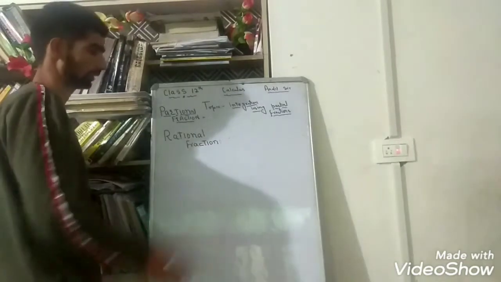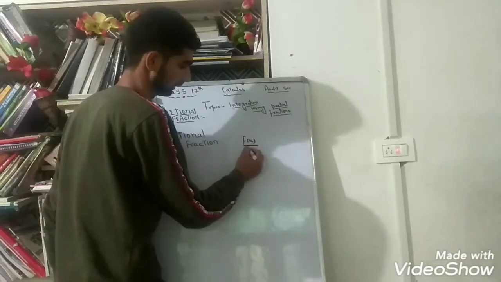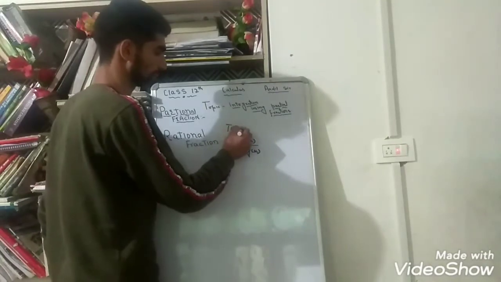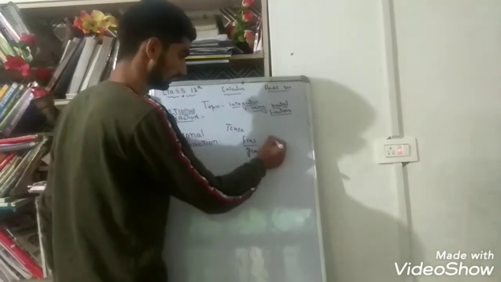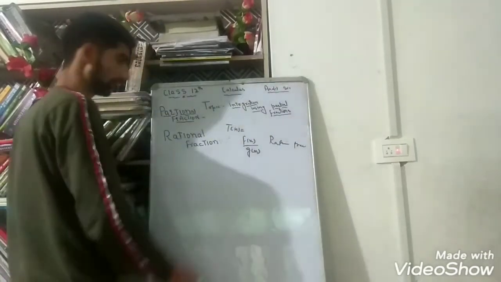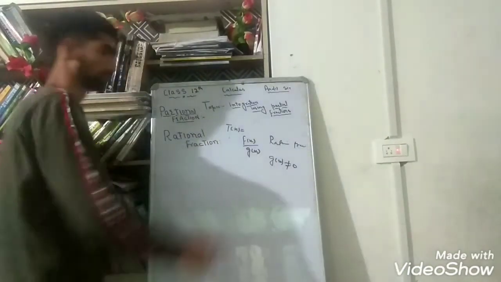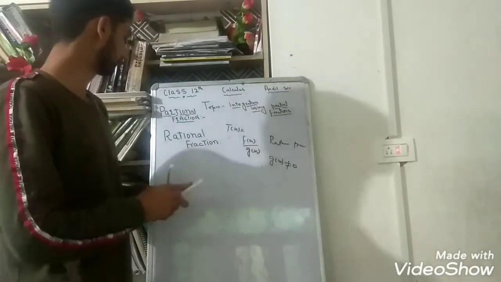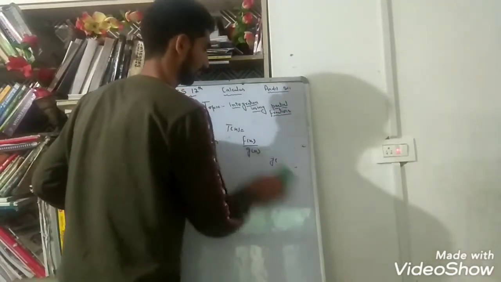We know that if we have a function of the form f(x) divided by g(x), we call it a rational fraction, or rational function, if and only if g(x) is not equal to 0. Now we call this rational fraction as proper.